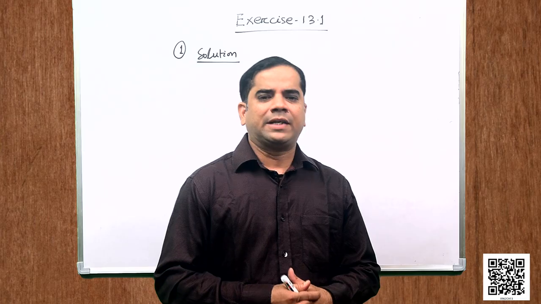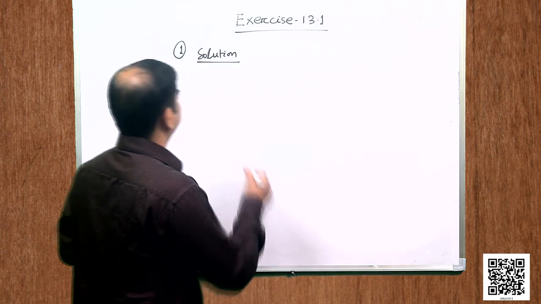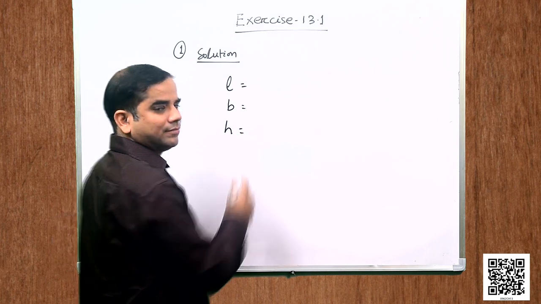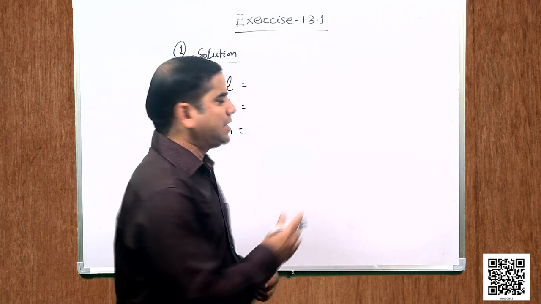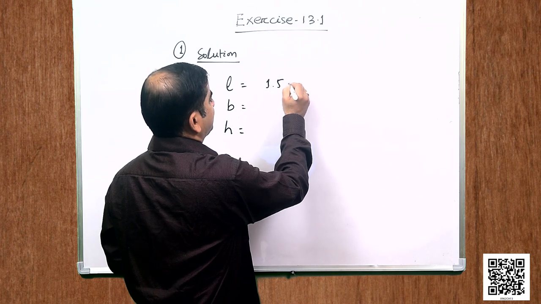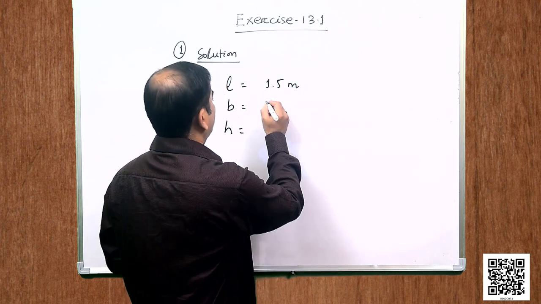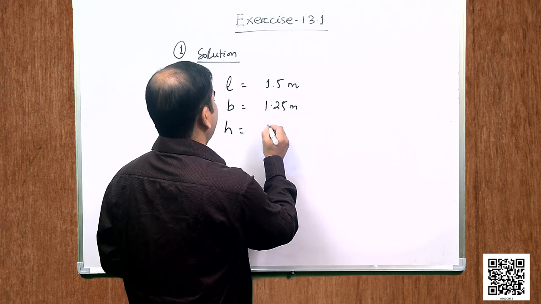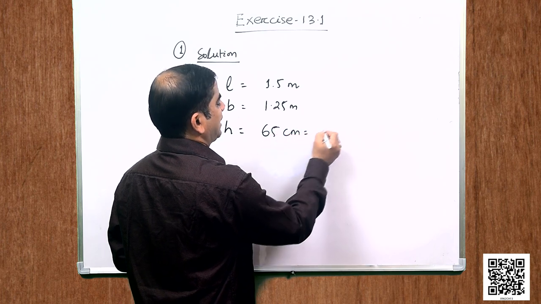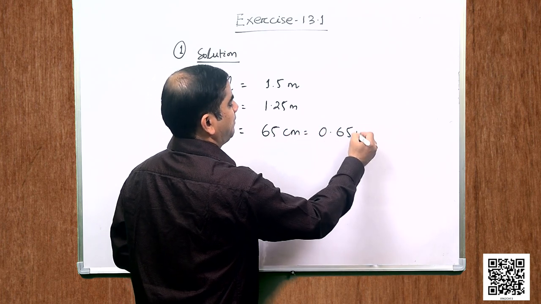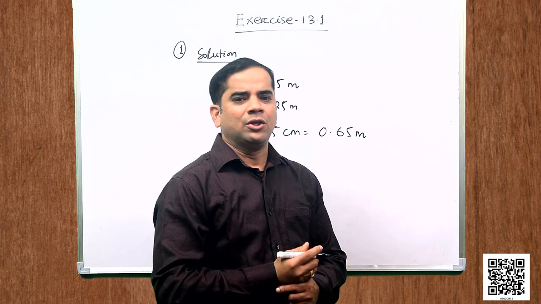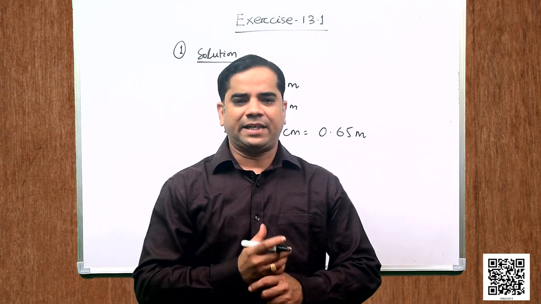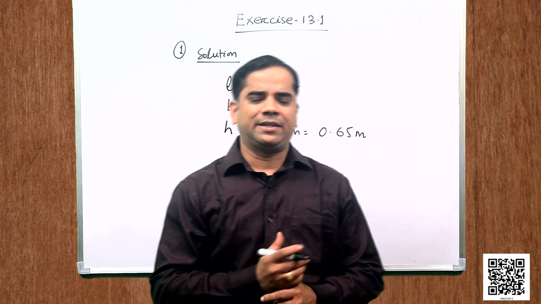We have the dimension of the box, that is length, breadth and height. So, length is given as 1.5 meter, breadth 1.25 meter and height, that is 65 centimeter, or I can say it is 0.65 meter. Fine. So, let us first find out the area of the sheet.